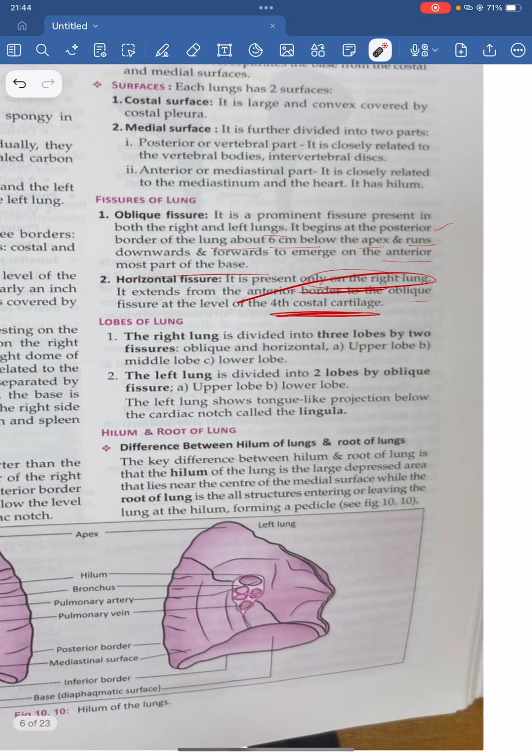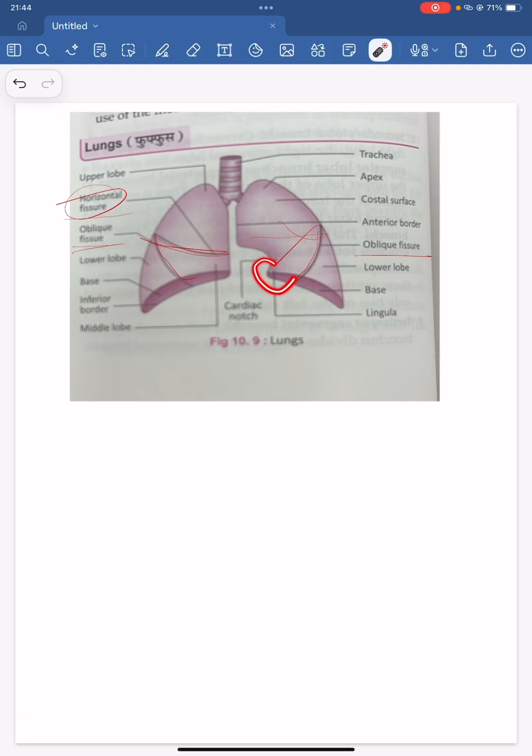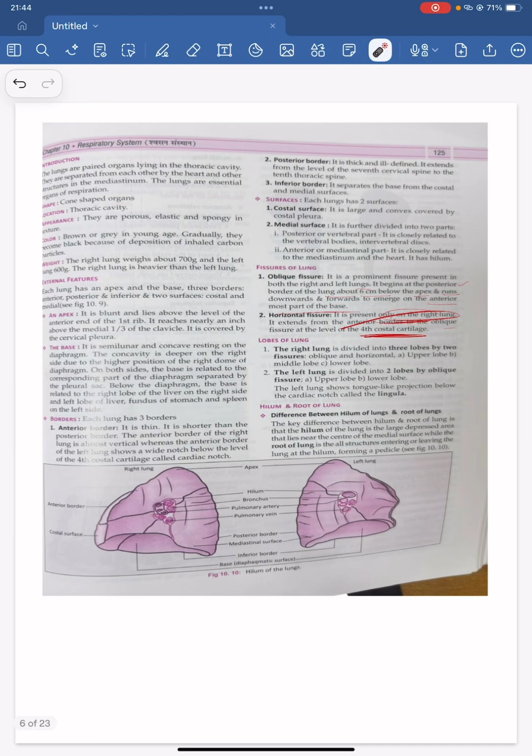In the left lung, it is divided into two lobes by the oblique fissure. So only two lobes are present in the left lung: the upper lobe and another one, the lower lobe. The left lung shows a tongue-like projection below the cardiac notch. You can see the tongue-like projection. It is called the lingula.